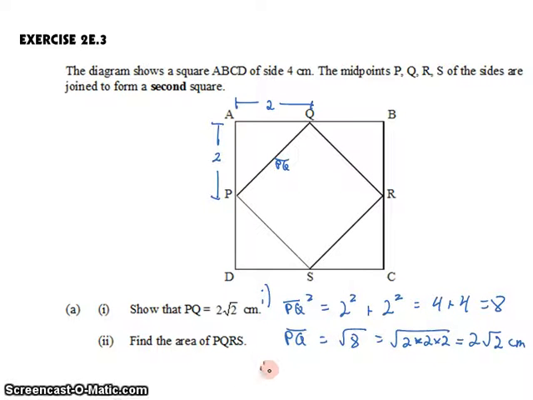Then we have part 2. We want to now find the area of PQRS. Well, now that we know that this is 2 root 2 and that this is a square, we can say that this side is also 2 root 2. So the area then is just 2 root 2 times 2 root 2.